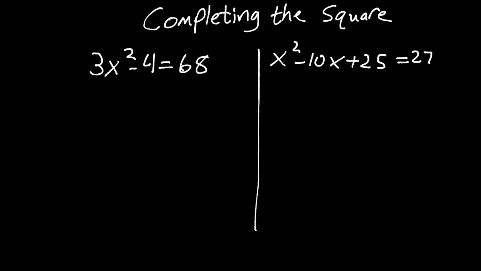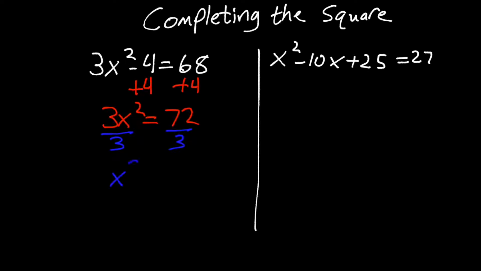So I have over here 3x squared minus 4 equals 68, and I need to get x all by itself, and this is going to tell me what the roots of the equation are. So we'll start as we would with any algebraic equation. Add 4 to both sides. That'll give me 3x squared equals 72. I need to get the x by itself, so first I have to divide both sides by 3. And that is going to give me x squared equals 24.